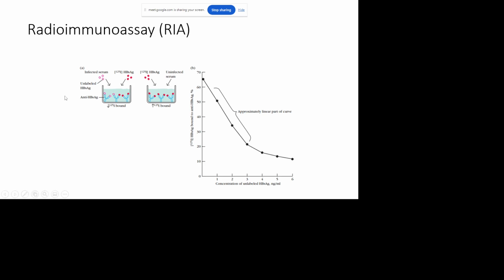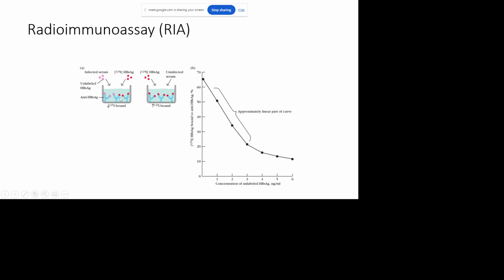So again, what is happening in this technique? So this is your plate which is coated with anti HBs antigen, antibody specific for HBs antigen, right? And then when you will add the radio labeled HBs antigen, this red one, they will bind to the antibody and they will give you signal, right? Because they are radio labeled. But when you will use the infected serum, which are not radio labeled, now they will also give a competition to this radio label antigen, right?